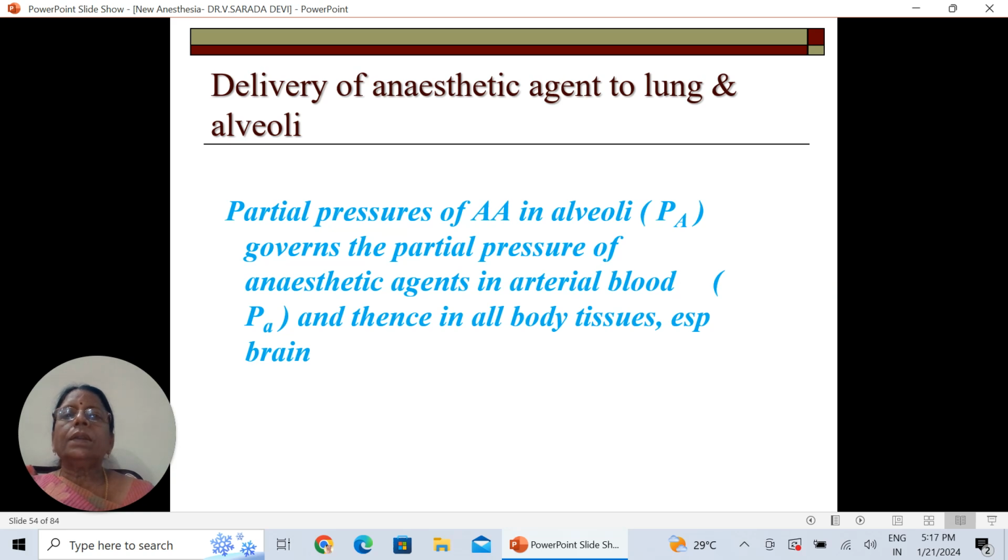So, delivery of anesthetic agent to lung and alveoli. The partial pressure of anesthetic agent in the alveoli governs the partial pressure of anesthetic agents in arterial blood, and then in all body tissues, especially the brain.